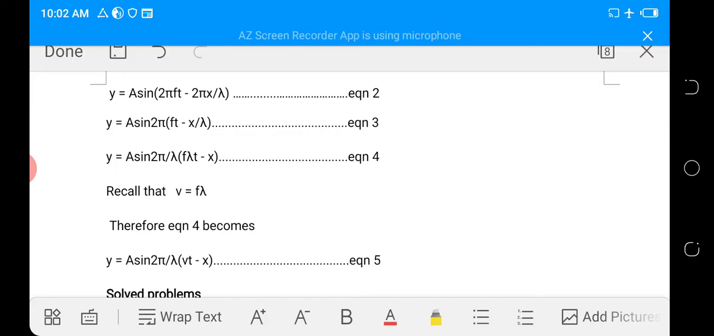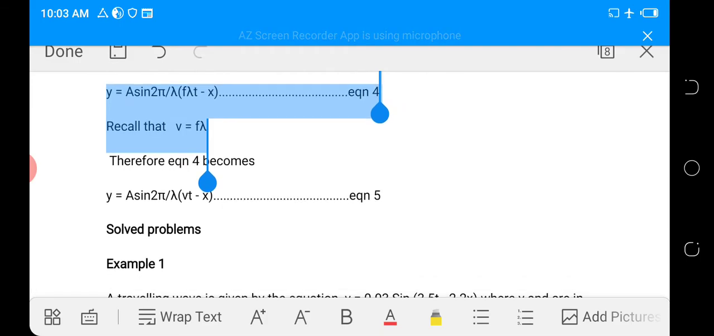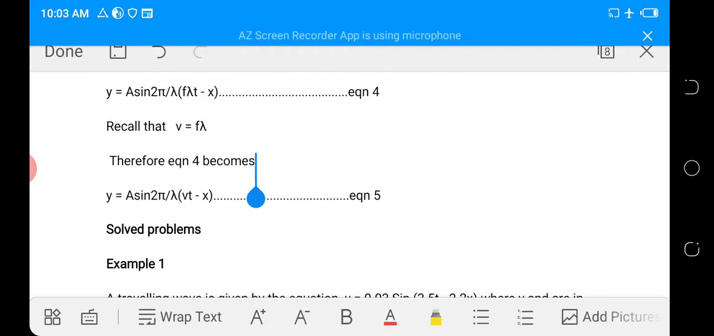Then look at equation 3. We can have equation 3 by factoring out 2π in the bracket. So when 2π is factored out, we have y = A sin 2π(ft − x/λ). Then equation 3 can be transformed into equation 4 by factoring out 1 over λ. When 1 over λ is factored out, I'm going to have y = A sin (2π/λ)(fλt − x).